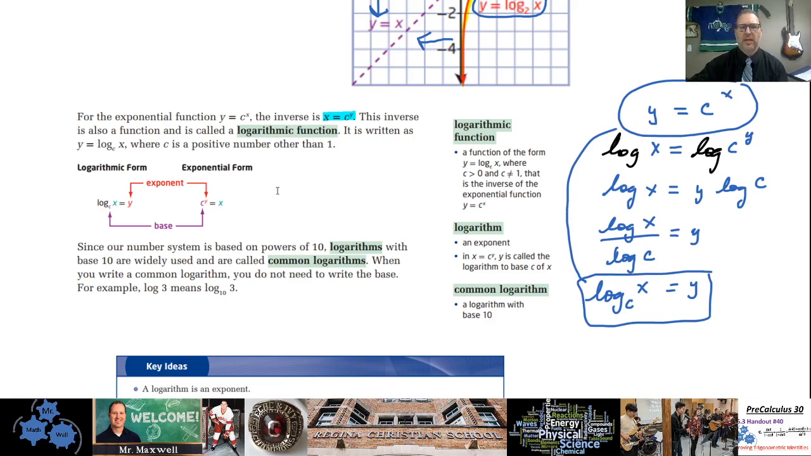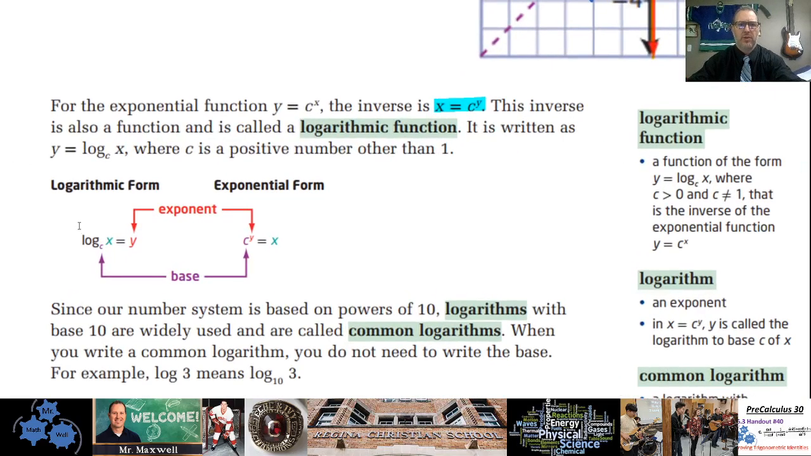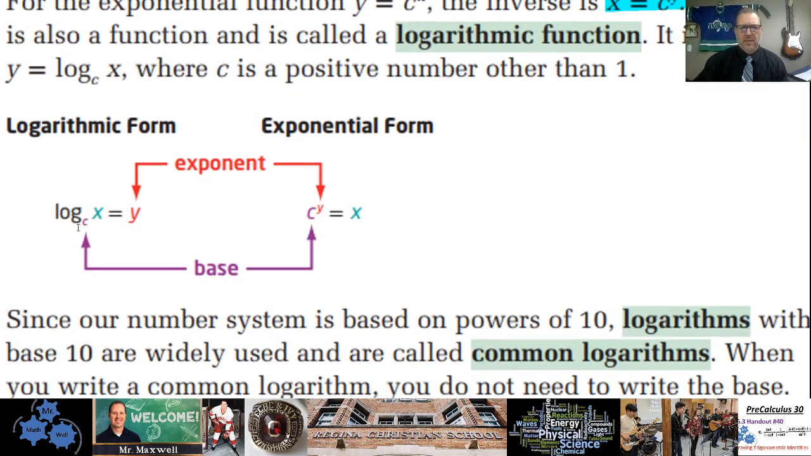Okay, so a couple other important things to remember is this. I'm going to zoom in here. This is from your textbook, so you've seen this before. But notice the base of an exponential function is this c value right here. Okay, that's the base. In a log statement, the base is down here. It's a subscript, and it's the log of something base something.